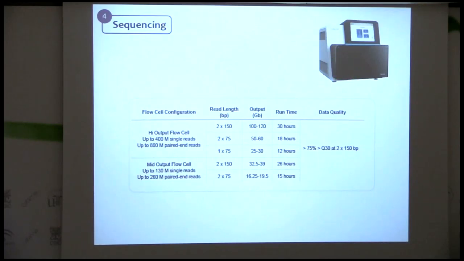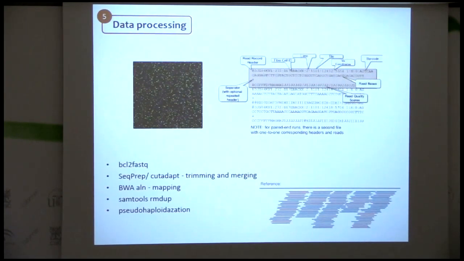I used NextSeq 500, so I got up to 400 million single-end reads and up to 800 million paired-end reads. So that's a lot of data that you have to process. And that's how raw data from the sequencer looks, and that's the useful FASTQ format. So I converted raw data to FASTQ format by using BCL2FASTQ.